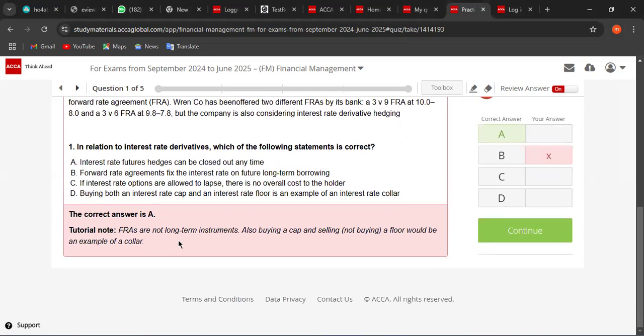Examiner is saying FRA is not for long-term instruments, also buying a cap and selling. The examiner is saying fix the interest rate for long-term borrowing. Okay, FRAs are for short-term, we can say, but an interest rate futures hedge can be closed out at any time. The examiner is saying the answer is A, but the answer is not A, guys, because interest rate futures can only be closed out in March, June, September, or December. So I don't think so, what is the mismatch here? But remember, forward rate agreement is for short-term borrowings, and these statements are also wrong. So let's see now.